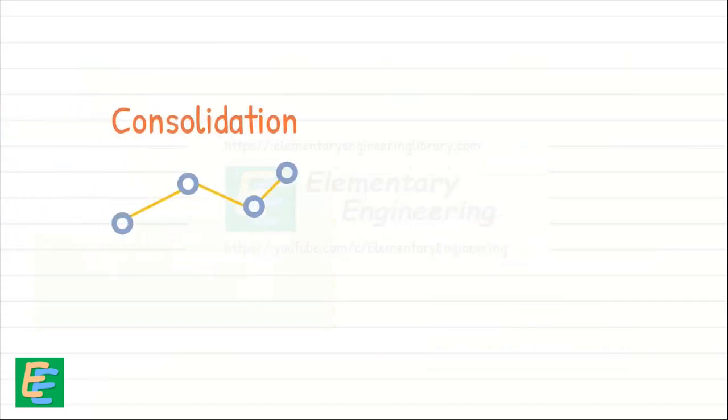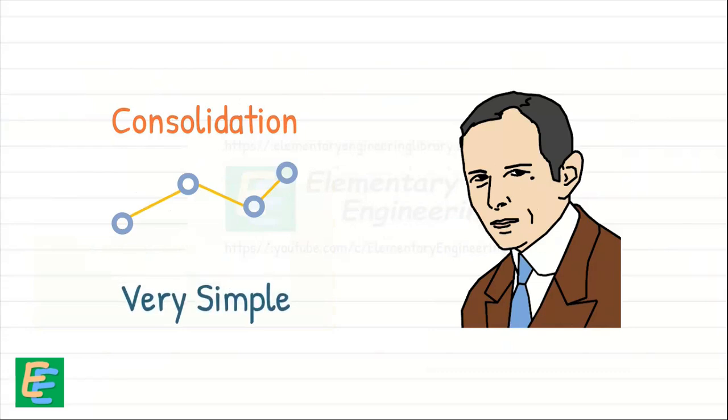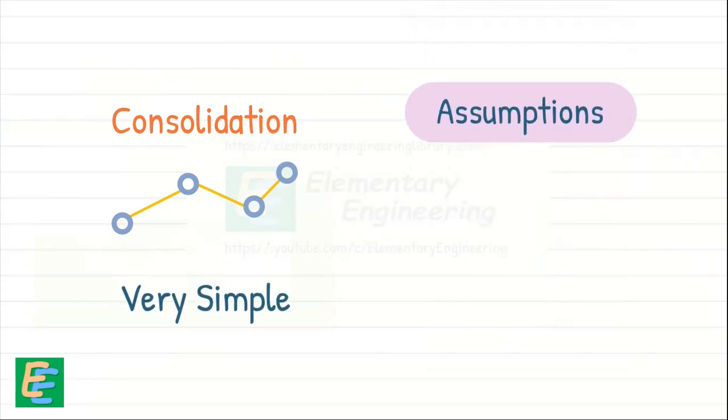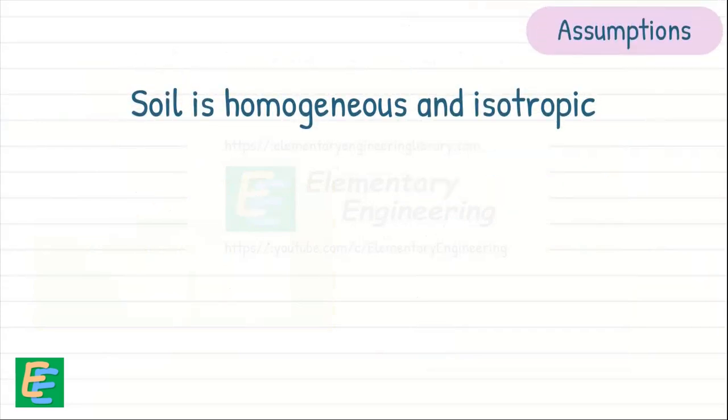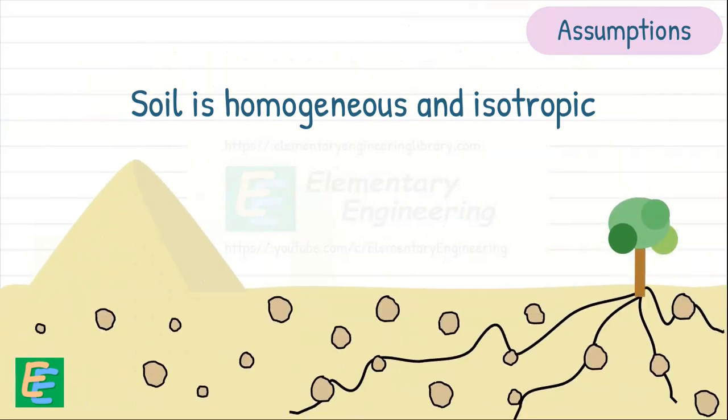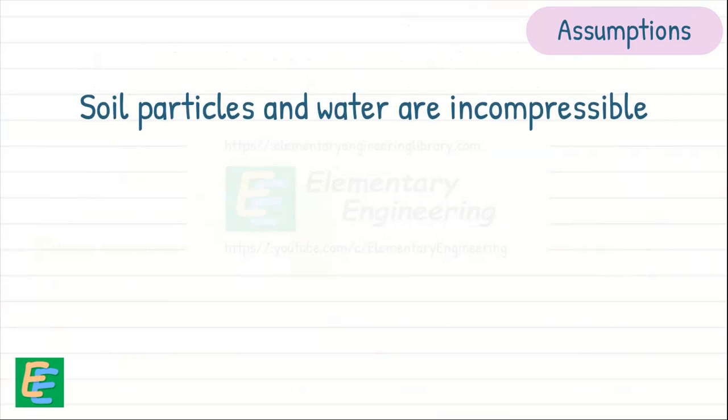This consolidation analysis made by Terzaghi is very simple, but it is based on the assumptions that are not practical in the real-world situations. Hence, there are a number of limitations to the theory. First, we considered the soil as homogeneous and isotropic, which is not the case in the field. Then, we assumed that soil particles and water into the voids are incompressible. However, in reality, soil particles do compress, which is in fact the cause of secondary consolidation in soil.